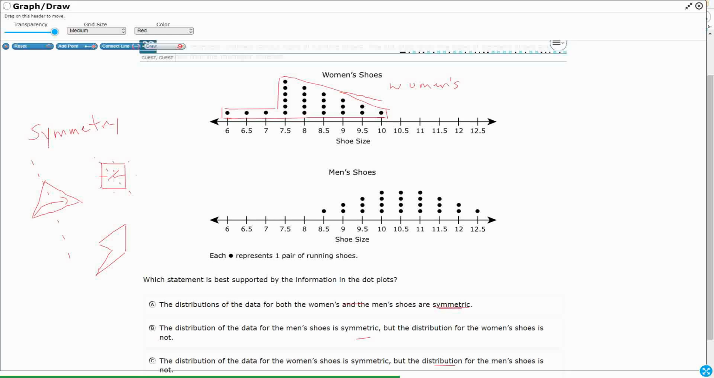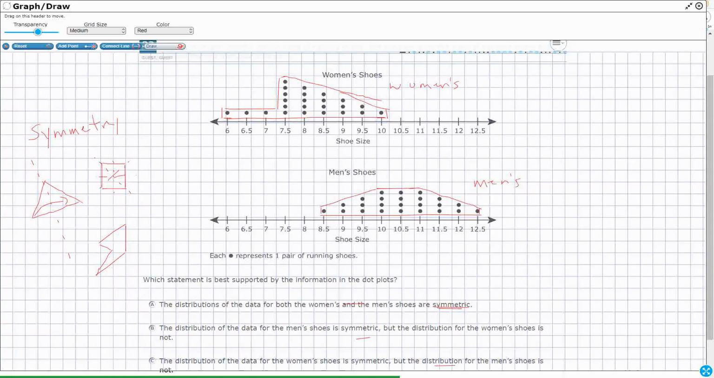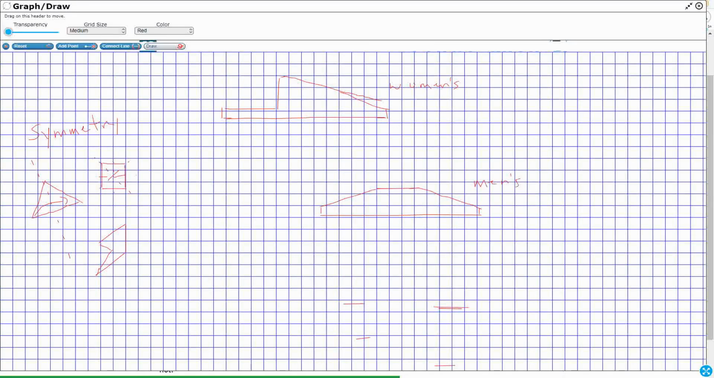And then let's get the men's. Okay, we're going to go up a little bit, and then across the top, almost looks like a trapezoid down there. All right, so there's my men's. Now watch. With this particular feature, you basically make the dots go away.